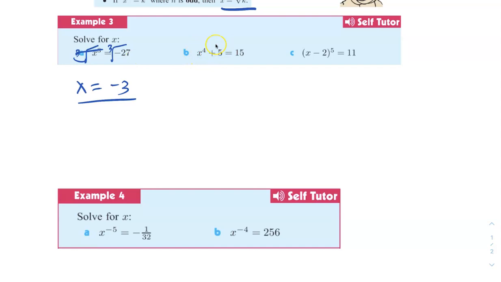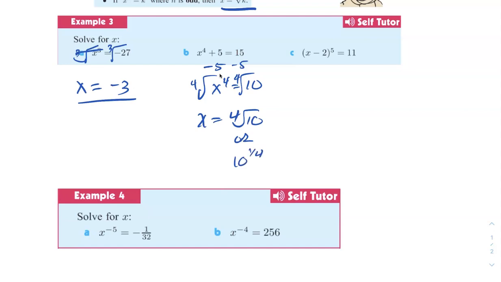For x to the 4th, this one you have to watch out a little bit more. Subtract 5 from both sides, so you want to isolate the power function. And then we're just going to take the 4th root of both sides. I have no idea what that is, that's some decimal, but we're just going to leave it like that. x equals the 4th root of 10, or if you want, you could write it as 10 to the 1/4 power. These are equivalent things.